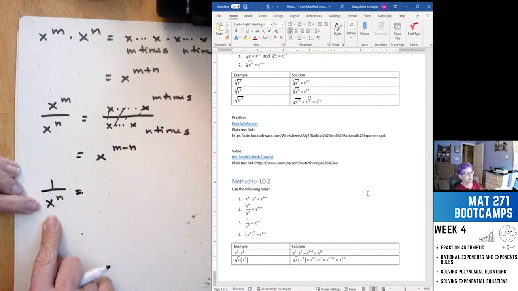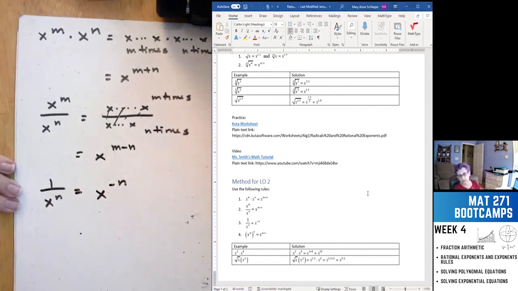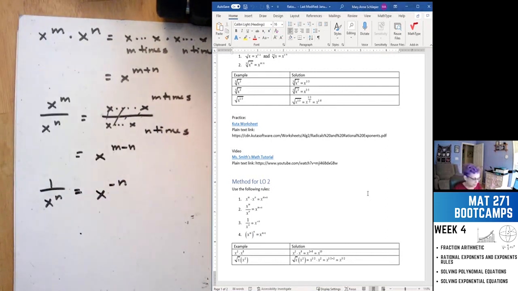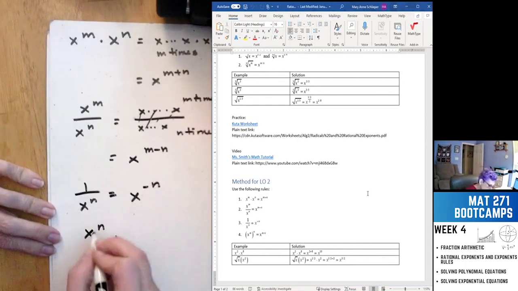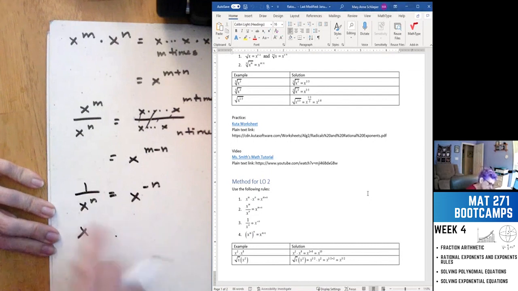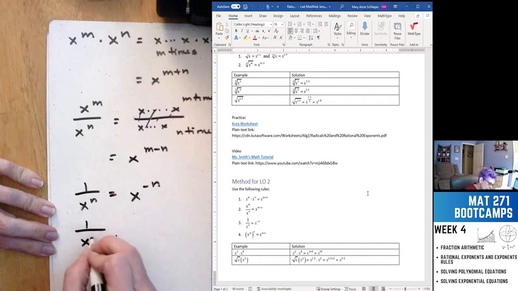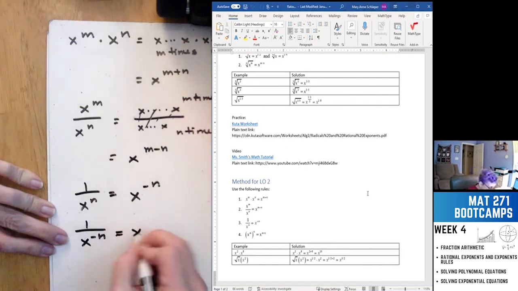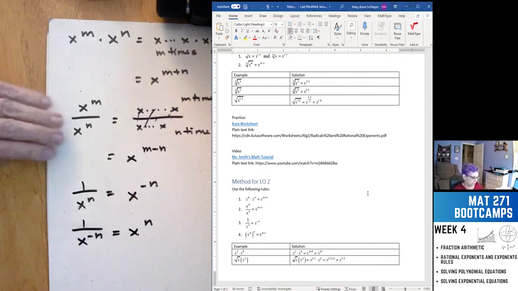An exponent in the denominator is the same thing as a negative exponent. So negative exponents just mean, hey, I'm on the wrong side of the fraction bar. So if I have 1 over x to the n power, that's x to the negative n power. If I have 1 over x to the negative n power, that means, hey, I'm on the wrong side of the fraction bar. That's the same as x to the positive n power.